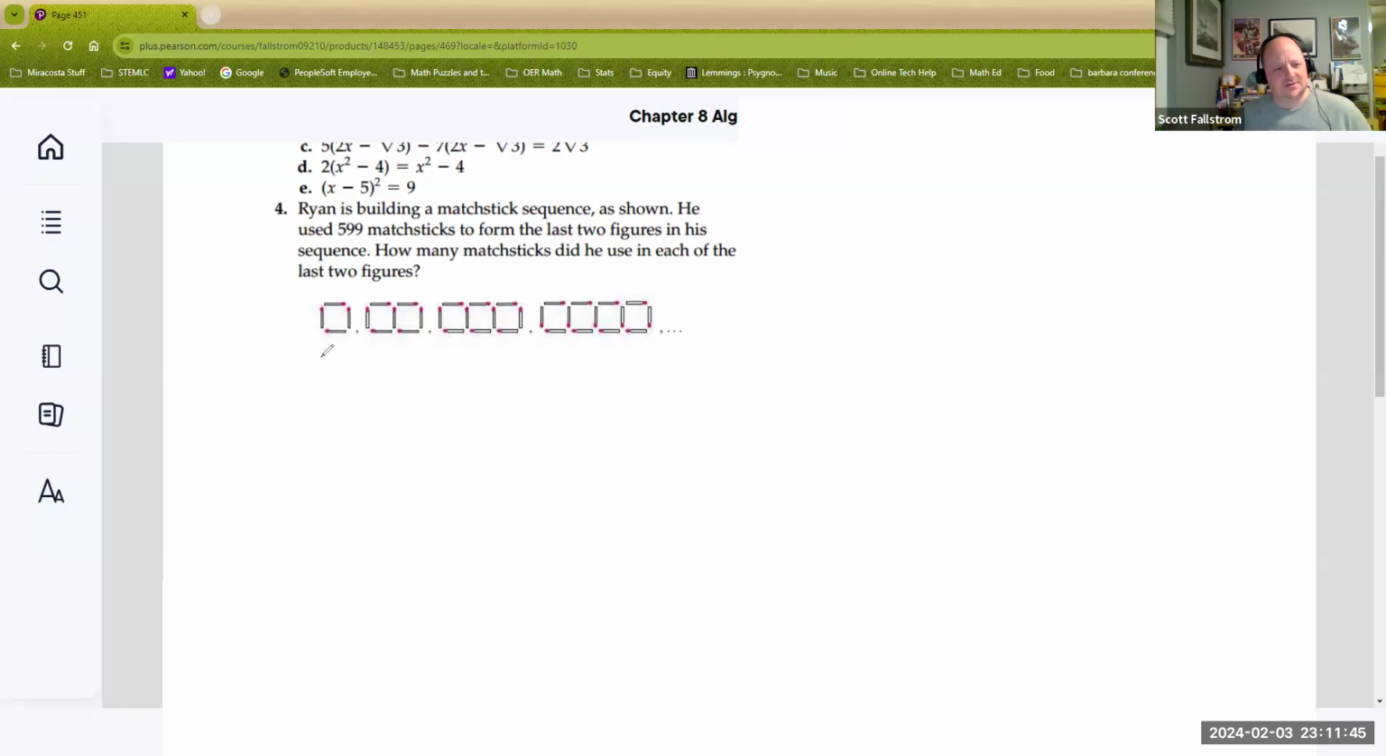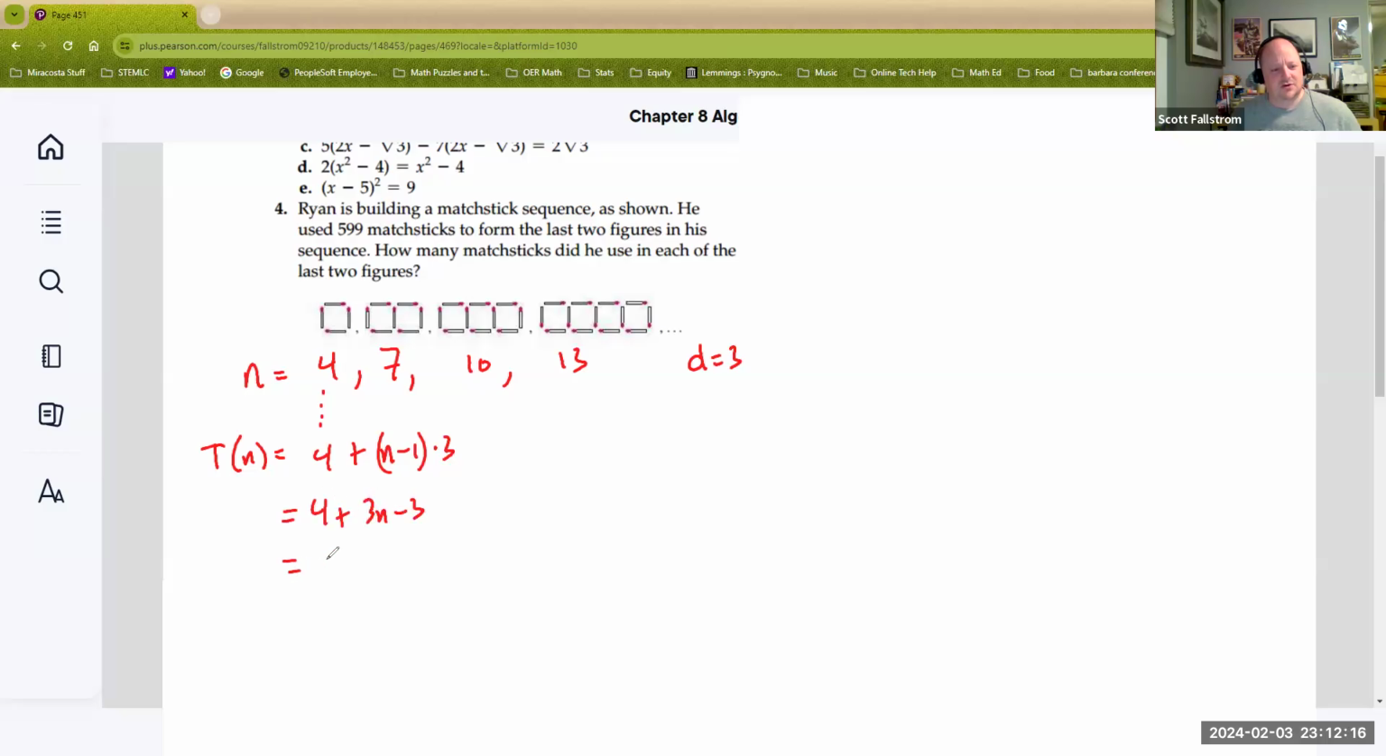So here I could say this is 4, this one's 7, this is 10, that's 13. So I see a sequence here of toothpicks, and maybe we'll call these the n numbers. And then we'll have t of n, which is the total number in any sequence. So we can see this is arithmetic, and my common difference is 3. So my first term is 4 plus n minus 1 times the common difference of 3. And this becomes 4 plus 3n minus 3, which becomes 3n plus 1.